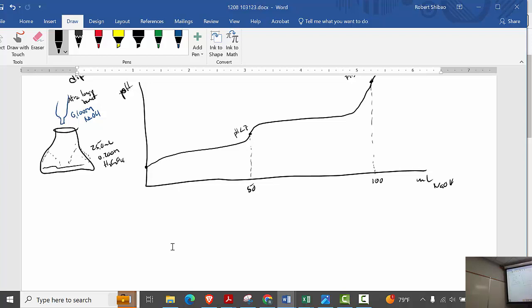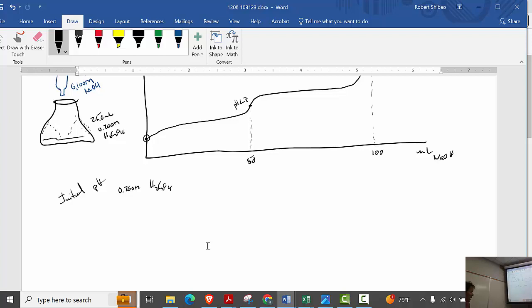So let's first get the initial pH here. The initial pH is just going to be undiluted 0.200 molar oxalic acid. Oxalic acid is a diprotic acid. So we have Ka1, Ka2, and Kw. Most of the time, just the first step is enough, Ka1. Sometimes we'll have to do Ka2 and Kw.